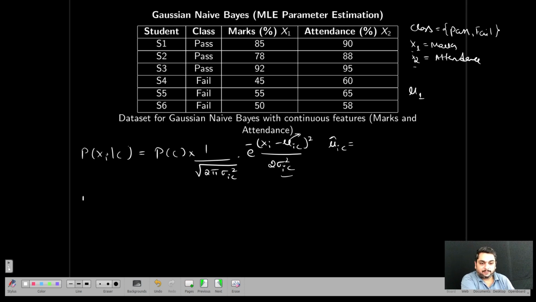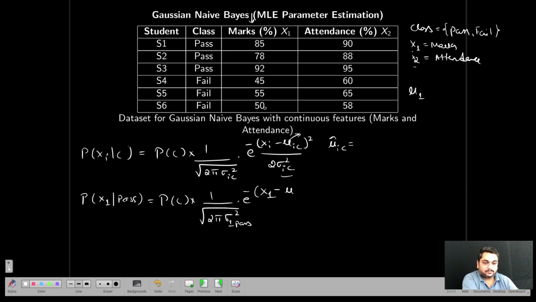For example, what am I calculating? The probability of, say, x1, that is marks, given he has passed. This is one class. So how will I write it here? P(c) into 1 by square root of 2 pi sigma squared. What is i here? i is 1. I am calculating for the first feature, and the variance has to be calculated for that particular class only, for pass, into e power minus (xi minus mu_i) squared. So xi here is 1, that is for this feature.